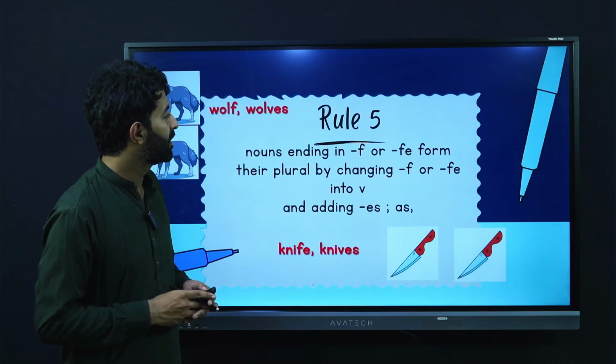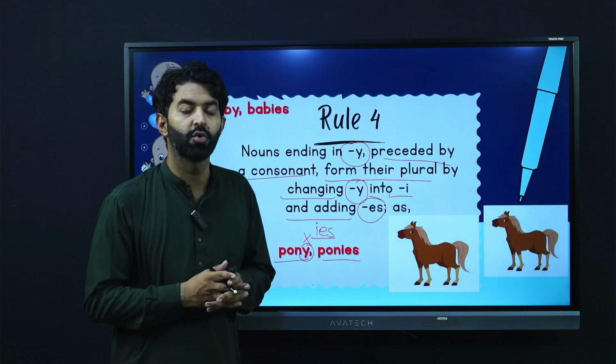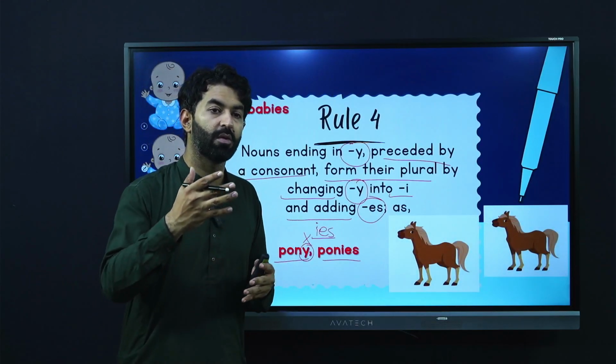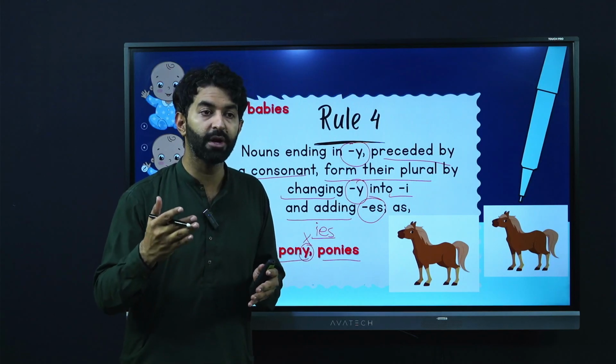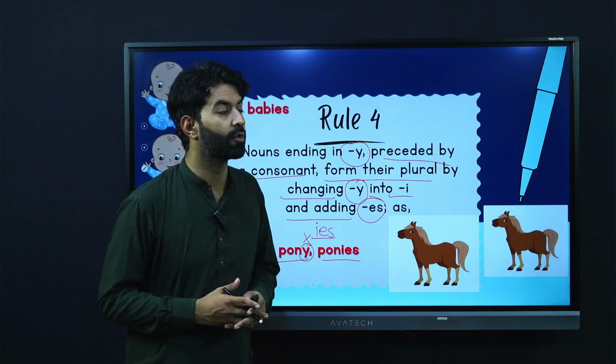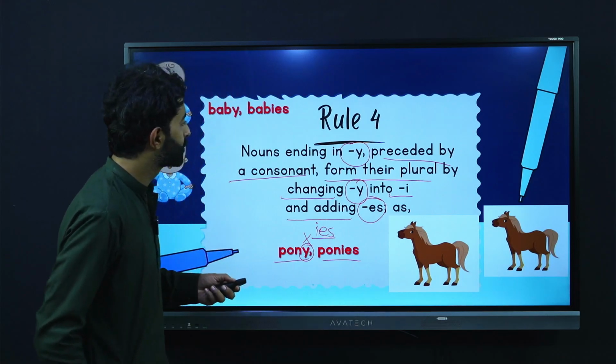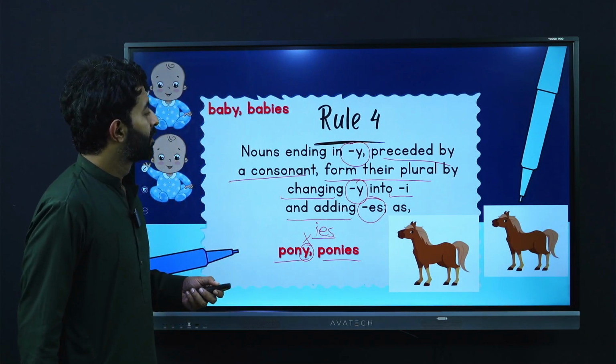Now, just to engage you, can you give me any other example of such plural, where in the singular one, when you omit y, you just add ies? Can you give me any other example of this? Okay, moving on.